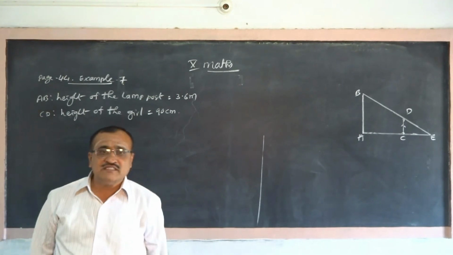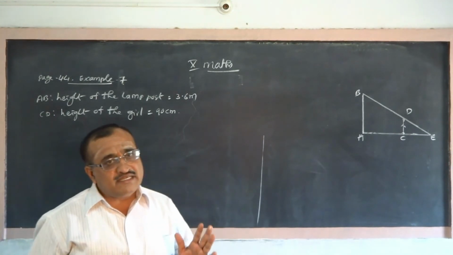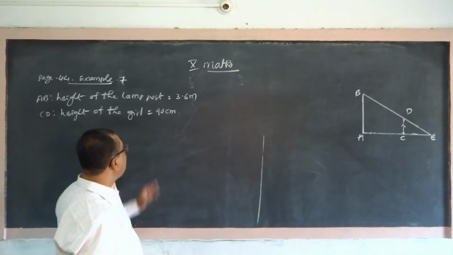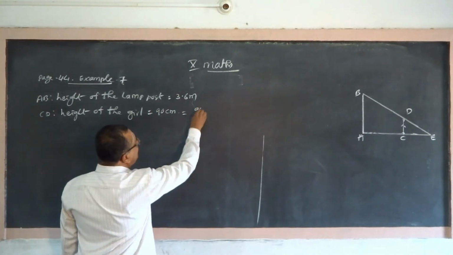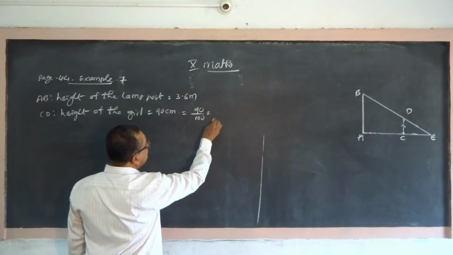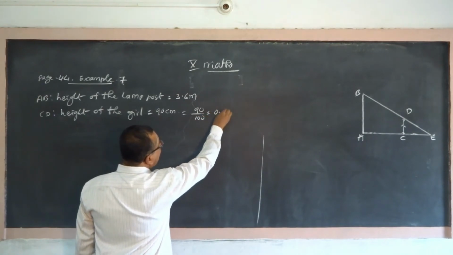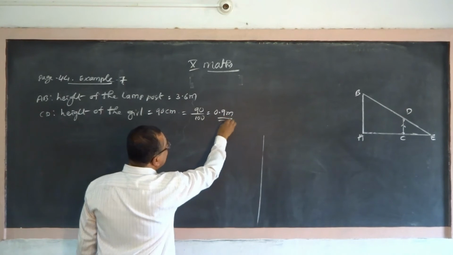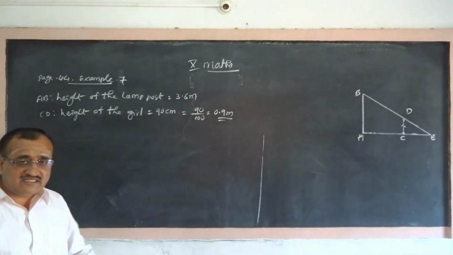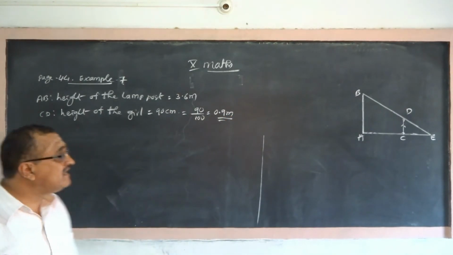How many centimeters is equal to 1 meter? 100 centimeters equals 1 meter. Therefore divide this one by 100. 90 by 100. So this is how much? 0.9 meters. That is the height of the child, the girl.